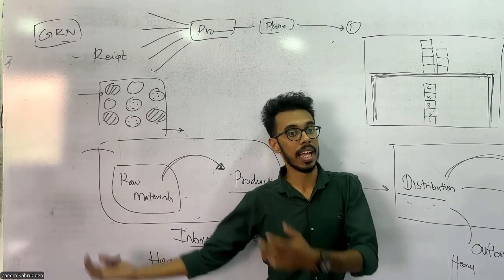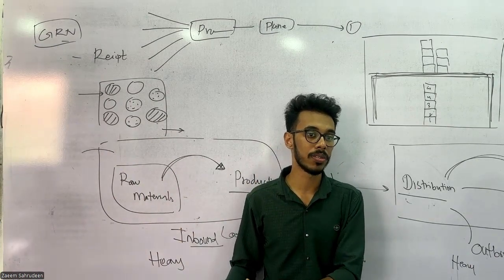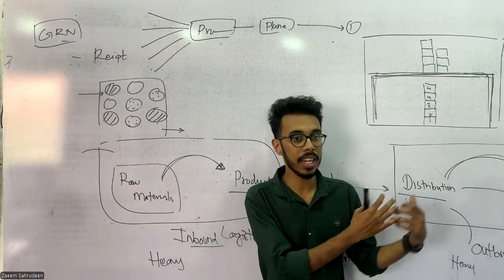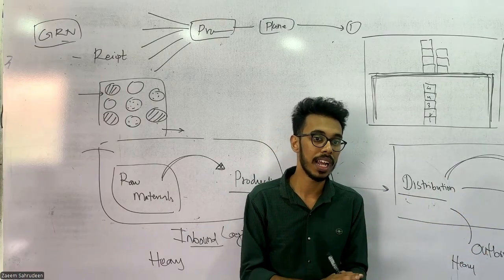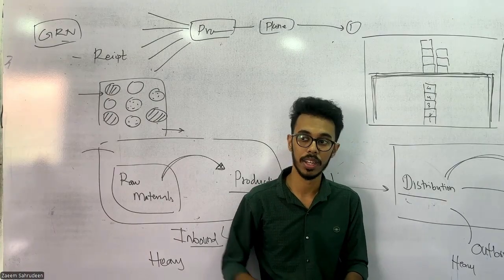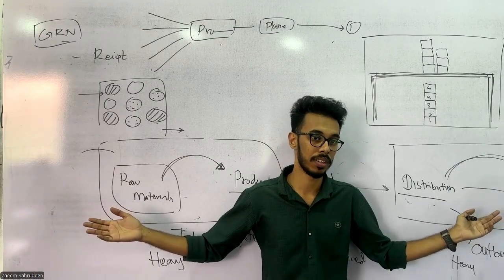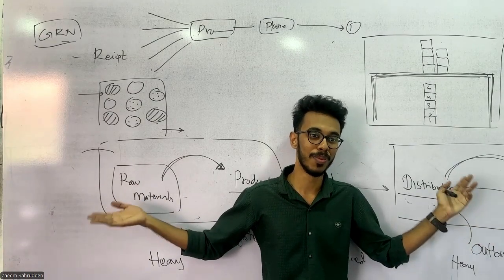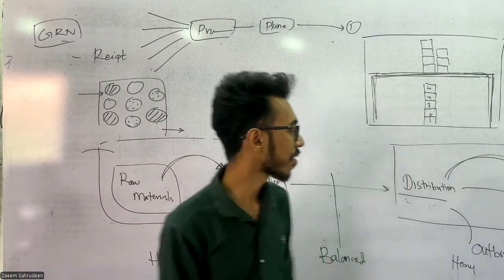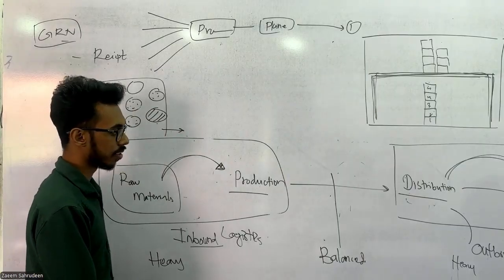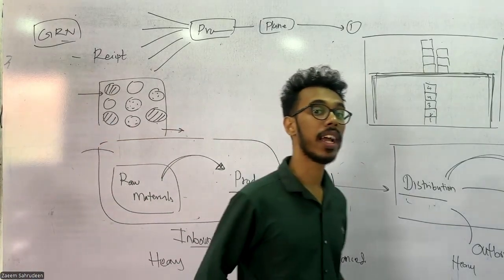So the thing is, collecting raw materials is also difficult. Sending out the finished product is also difficult. This part is what we call a balanced logistics system. There are some difficulties here, right? Input and output both are difficult. So that is balanced.